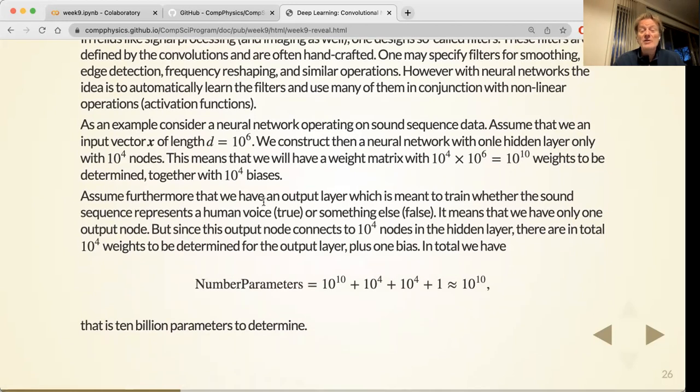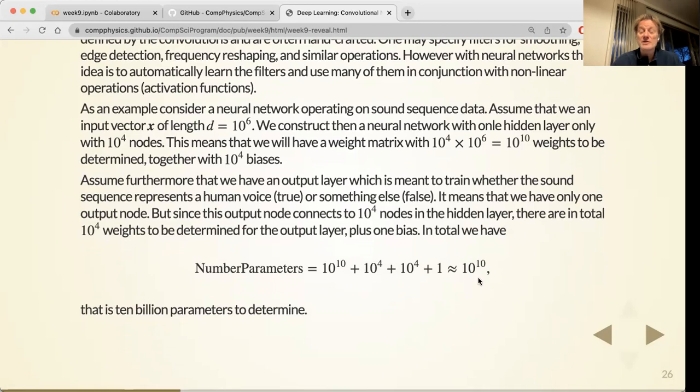Assume you have one output layer, which is meant to determine whether the sound sequence represents a human voice or something else, so you have simply a binary output. It means we have only one output node. Since this output node connects to 10 to the 4th nodes in the hidden layer, there are in total 10 to the 4th weights to be determined. So the number of parameters here is of the order of 10 billion. And this is a pretty sizable problem.